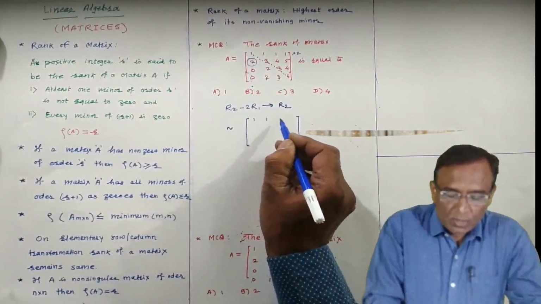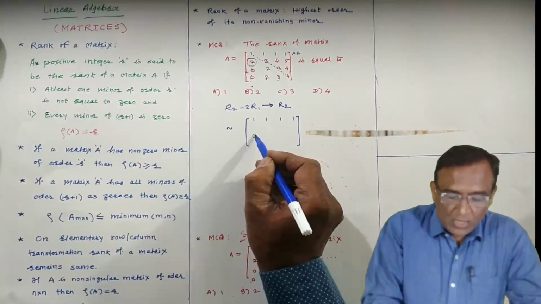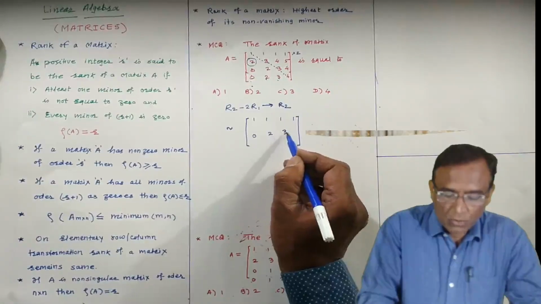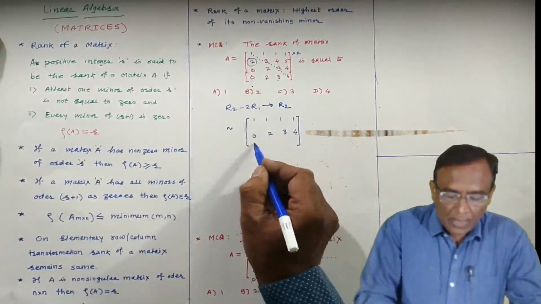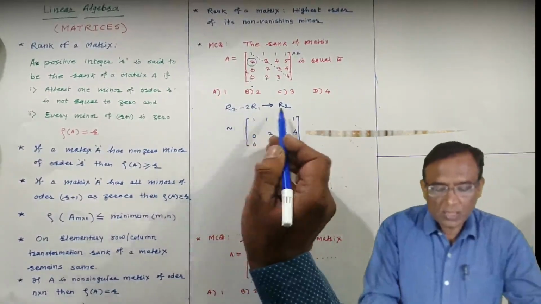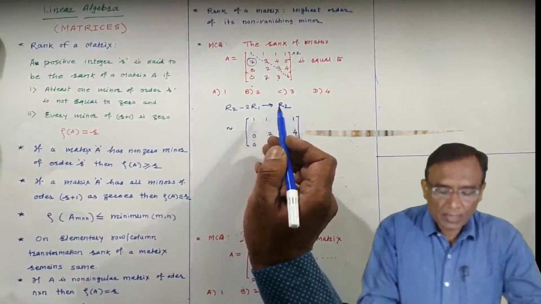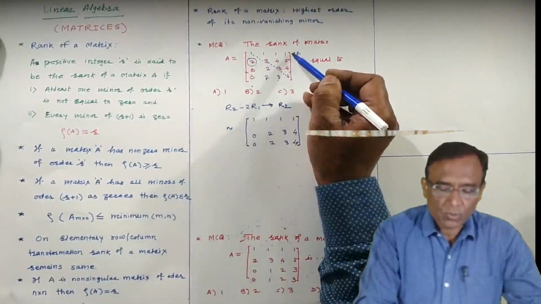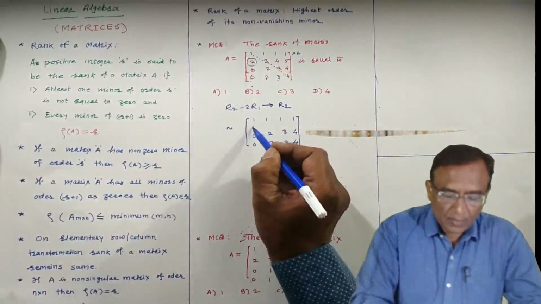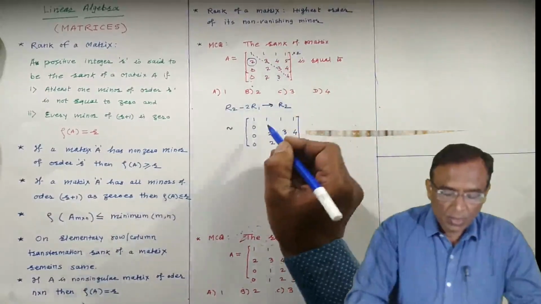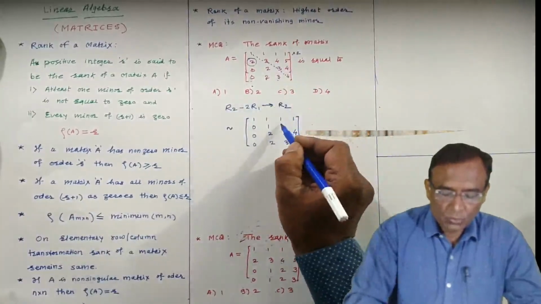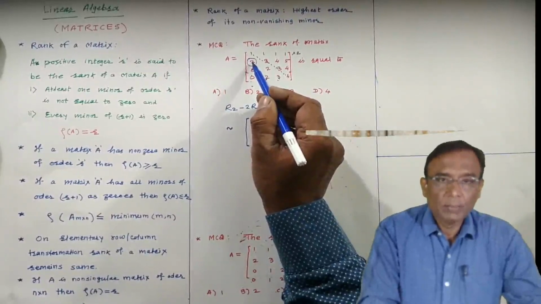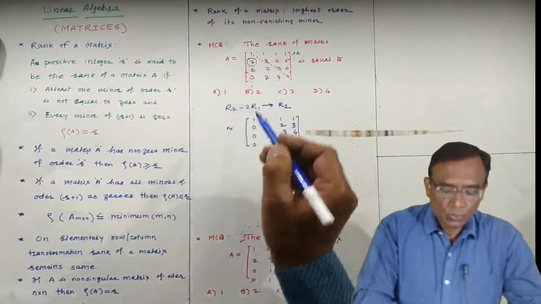The first row will be as it is. This will be as it is because the first column below diagonal element is 0. Third row will be as it is. Fourth row will be as it is. Only the second row changes. How do you get the second row? R2 minus 2R1 means second row minus 2 times first row. 2 minus 2 is 0, 3 minus 2 is 1, 4 minus 2 is 2, and 5 minus 2 is 3. The first column below diagonal element I brought to 0, which means in place of this 2 we have 0 now.